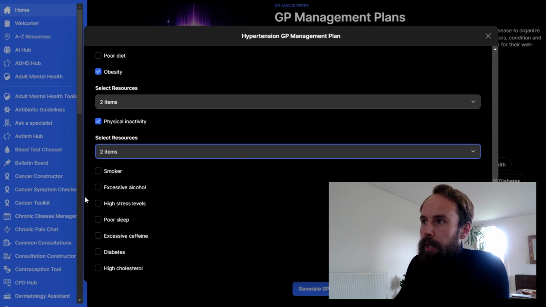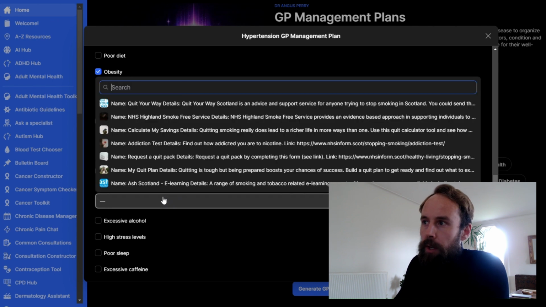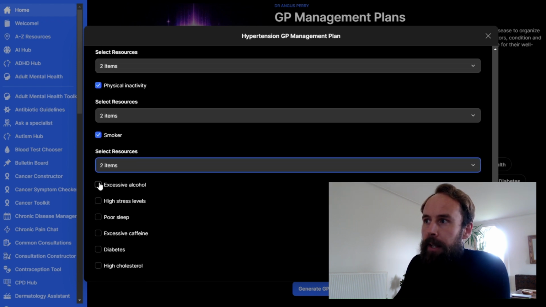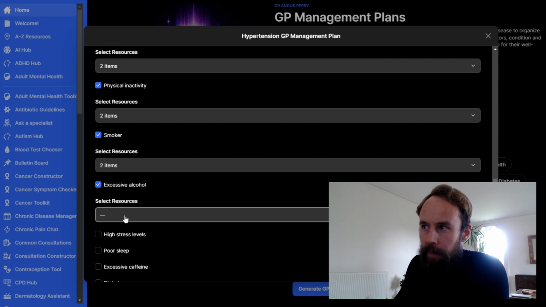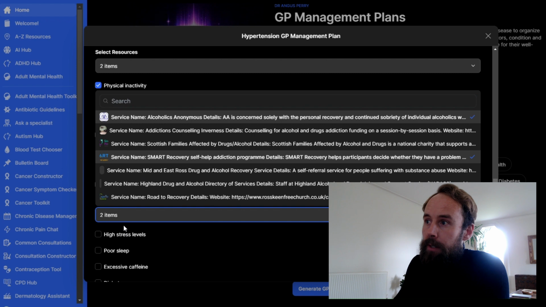Next, they're a smoker, and one of their secondary objectives is to stop smoking. So these are all the resources that we have locally for patients to stop smoking. Quit Your Way, NHS Highland smoke-free service, that's probably about it. And let's say also they are struggling with alcohol consumption. So we can put a few resources here as well that they might find helpful.